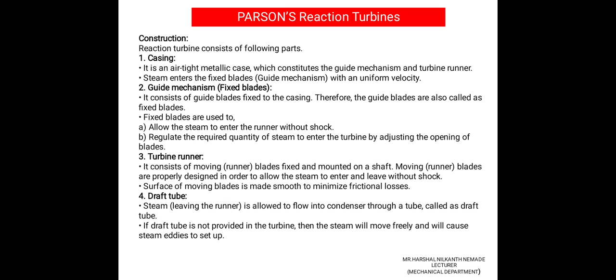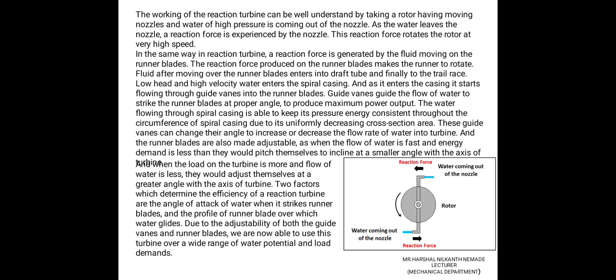Third one is the turbine runner. It consists of the moving runner blades fixed and mounted on the shaft. Moving runner blades are properly designed in order to allow the steam to enter and leave without shock. The surface of the moving blade is made smooth to minimize frictional losses. Fourth one is the draft tube. Steam leaving the runner flows into the condenser through a tube called the draft tube. If the draft tube is not provided in a turbine, then the steam will move freely and will cause the steam to escape.